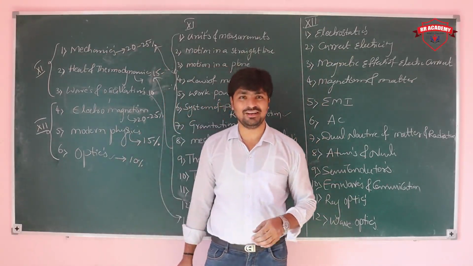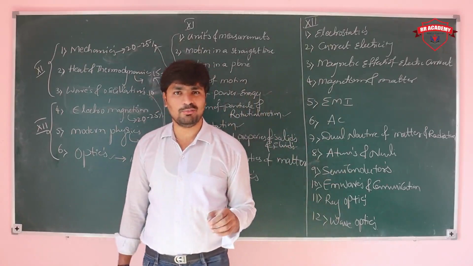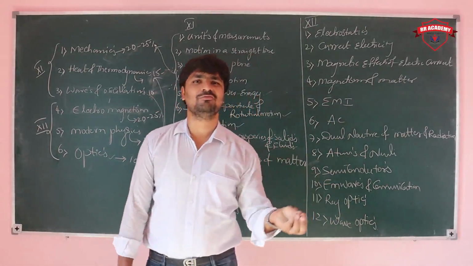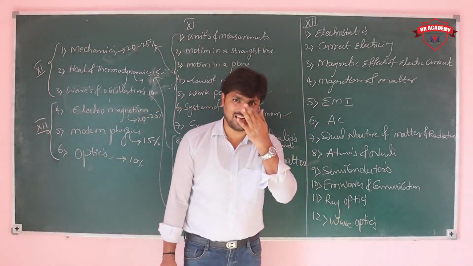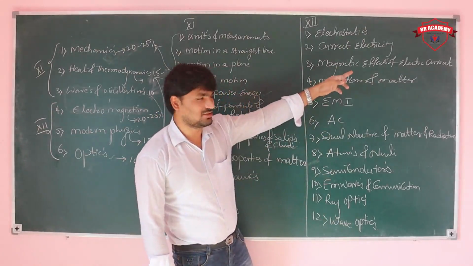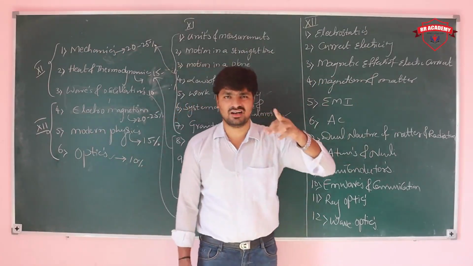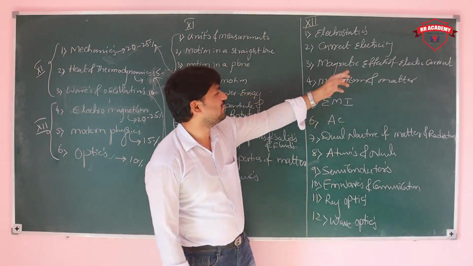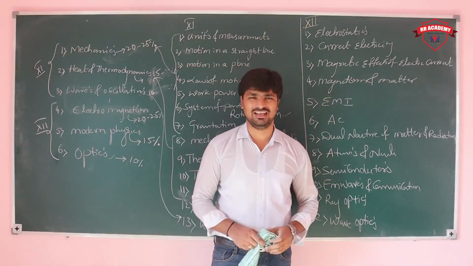Next, magnetic effects of electric current. How, by the magnetic effects, we can produce the current and magnetic fields, and how it works out. Whether it is wires, solenoid, or toroid, that's all discussed in magnetic effects of electric current.